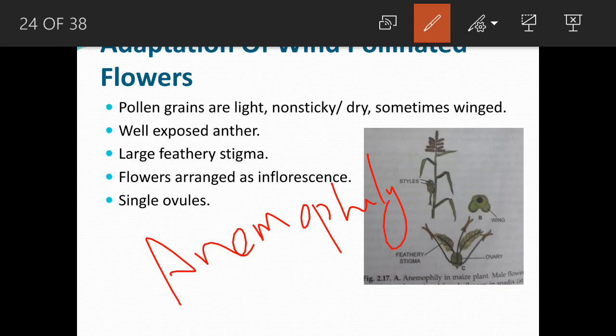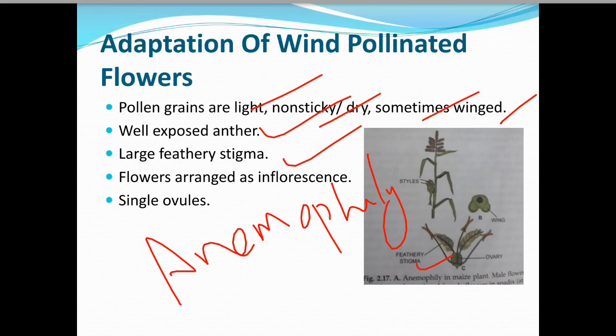Pollen grains are light, non-sticky, dry, and winged. They have well exposed anthers. A large feathery stigma is present here. So this is the stigma. Flowers are arranged as inflorescence in groups, and there is a single ovule.